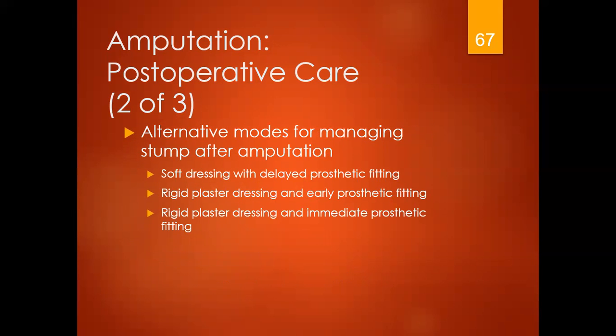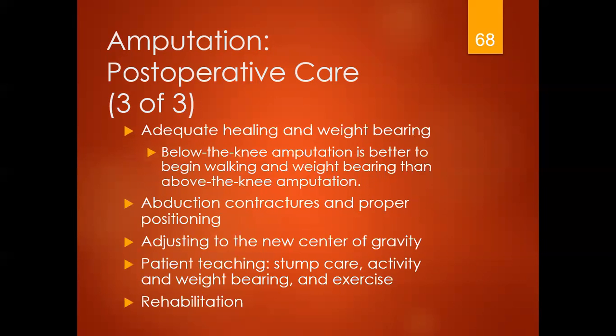Alternative modes for managing the stump after amputation, we can apply a soft dressing and do a prosthetic fitting later. We can also do a rigid plaster dressing with an early prosthetic fitting, or a rigid plaster dressing with an immediate prosthetic fitting. Just depends on the patient and their readiness.